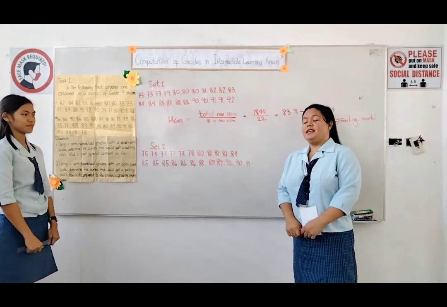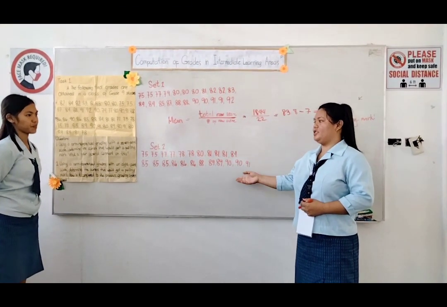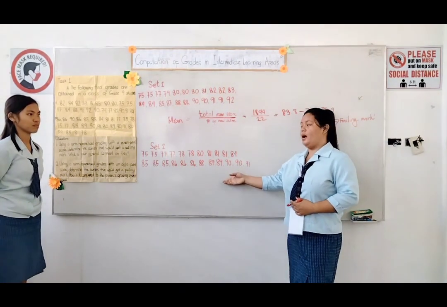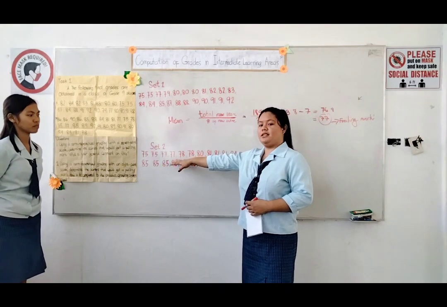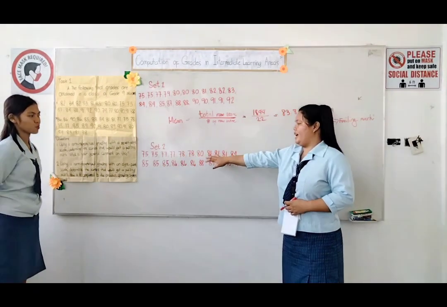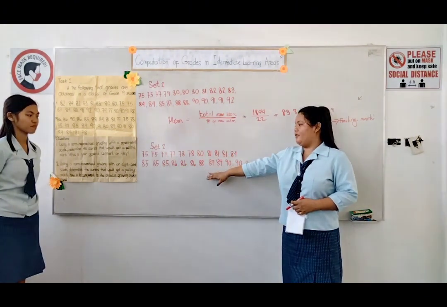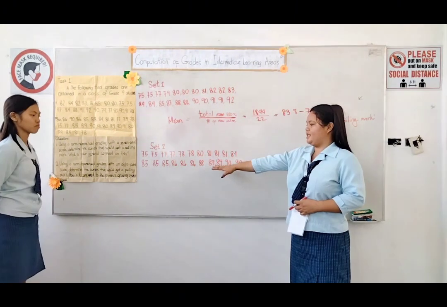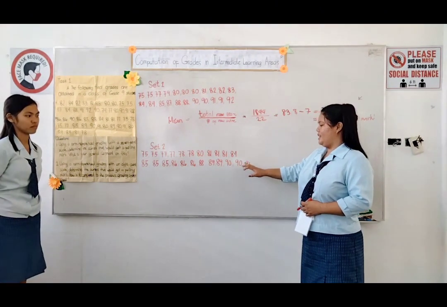So same as set 1, first we need to arrange the grades from lowest to highest. So we have here 75, 75, 77, 77, 78, 78, 80, 81, 81, 81, 84, 85, 85, 85, 86, 86, 86, 88, 89, 89, 90, 90, 91.